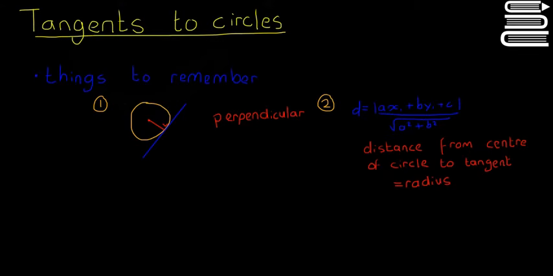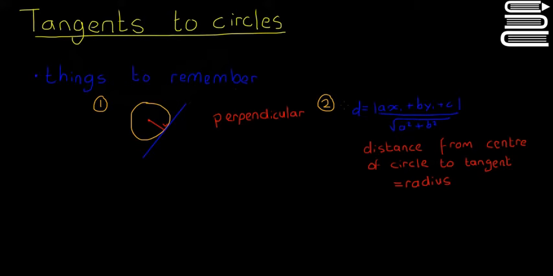So first, there's just two things you need to remember when you're doing these questions. One, that a line from the center of a circle to the tangent is going to be perpendicular to that tangent. So that's really important. Like I have written there, that red line from the center to the tangent is going to be perpendicular to the blue tangent there.